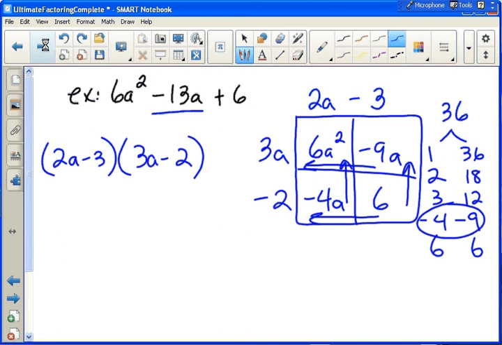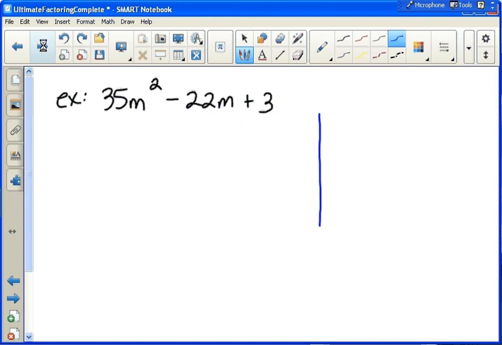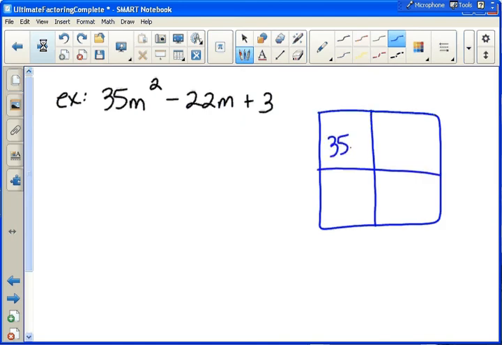Final example, 35m squared minus 22m plus 3. We make a box with 4 parts. We put the first term in the first box. We put the last term in the last box. 35 times 3 is 105.